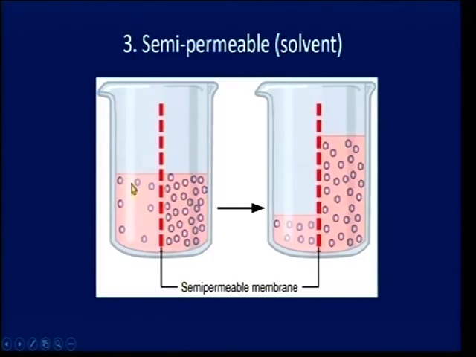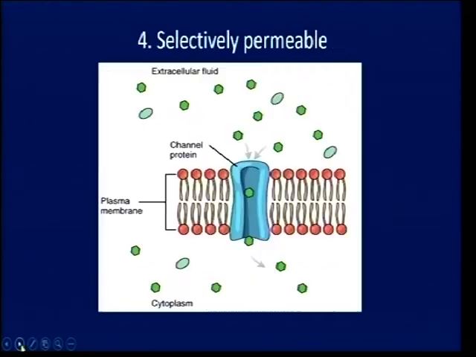Semi-permeable. You can clearly see the semi-permeable is the membrane in which the molecules are entering from lower concentration to higher concentration. Next, selectively permeable. Only certain selective permeable things are allowed here. You can see there are certain substances here.